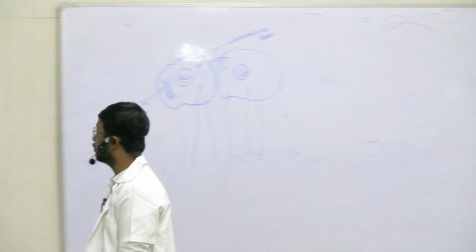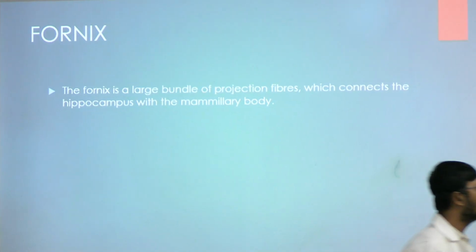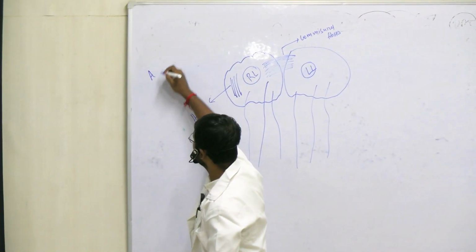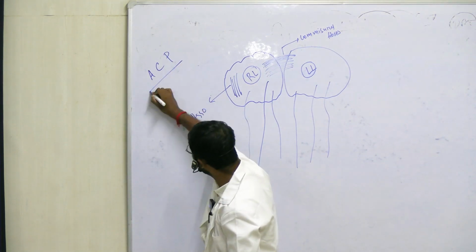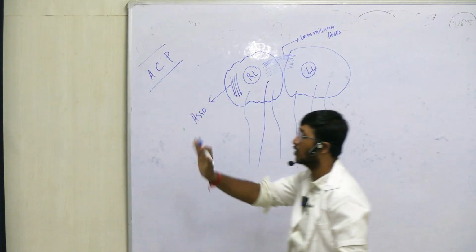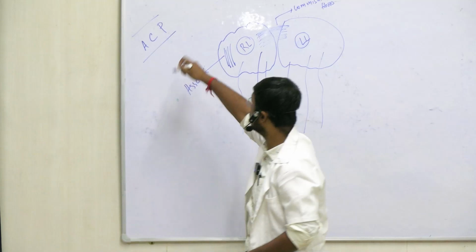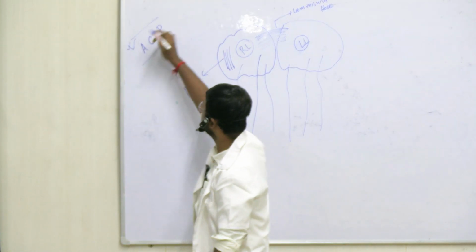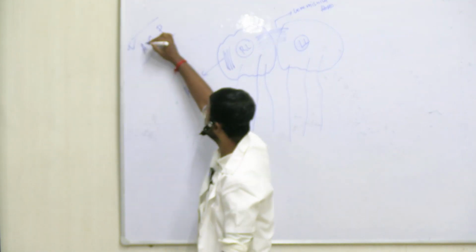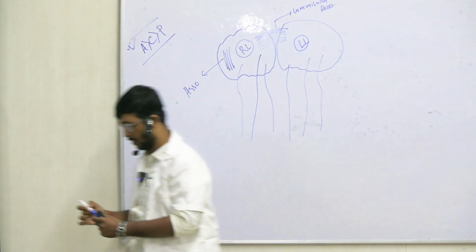So fornix is a type of projection fiber connecting the hippocampus and the mammillary body, but if you go into the higher books, you will see that fornix is formed by three types of fibers: your association fibers, your commissural fibers, and your projection fibers. These three types of fibers are all present in your fornix. This is the only fiber in the brain that contains all these three types in a single structure. And if you need to arrange them, fornix is mostly formed by association fibers, then commissural fibers, then projection fibers.